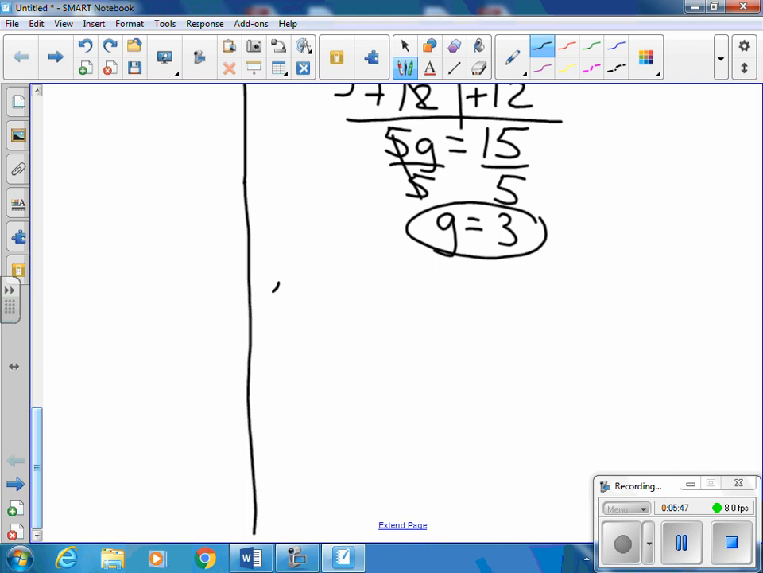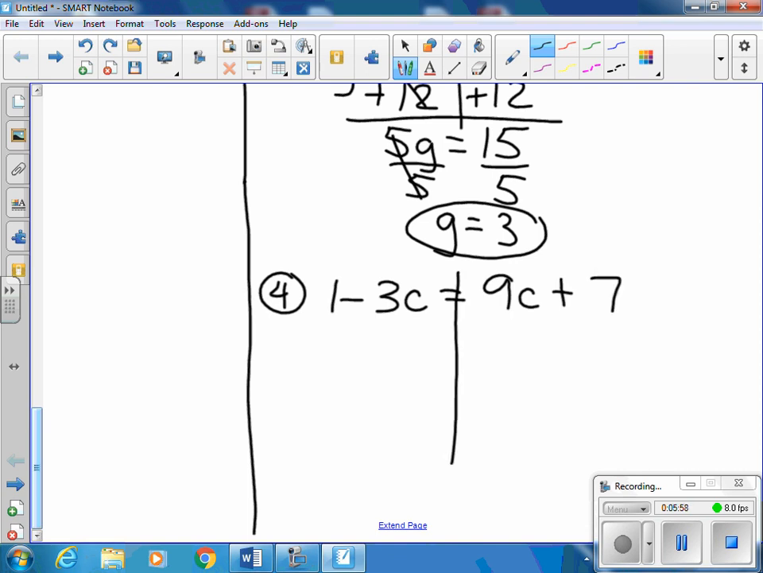All right, for number 4, we have 1 minus 3c equals 9c plus 7. Here's the wall. Okay, now if you look at your variable terms, you have negative 3c and positive 9c. Well, any negative number is smaller than a positive number any day of the week. So the negative 3c is the one I want to move over. Because it's minus 3c, I'm going to add 3c so that it cancels off. Okay, once I do that, 3c is gone. So now I've got 1 equals 9 plus 3 is 12c.